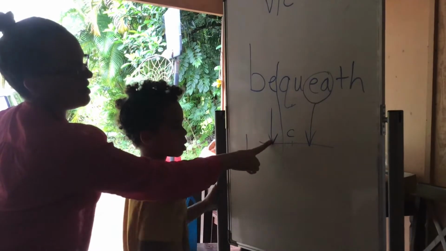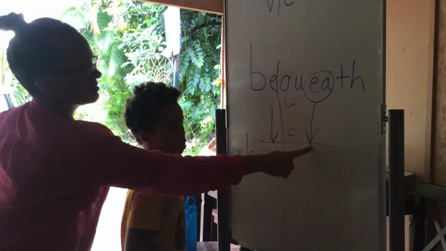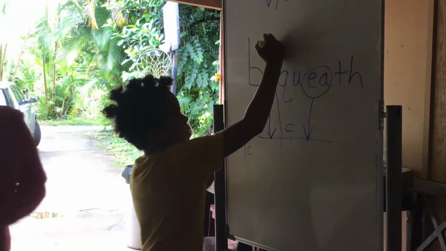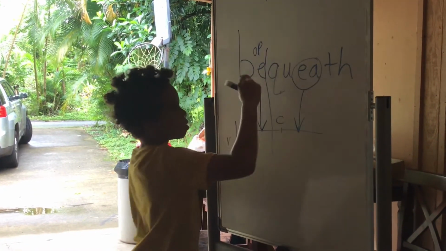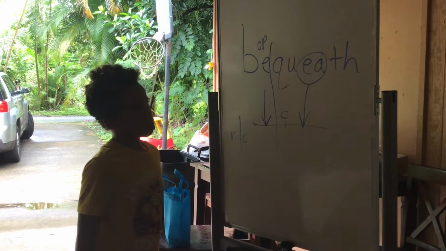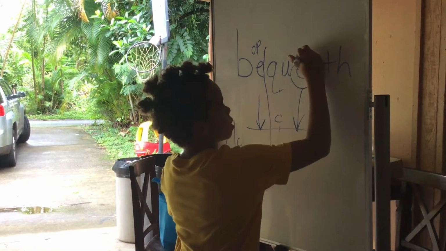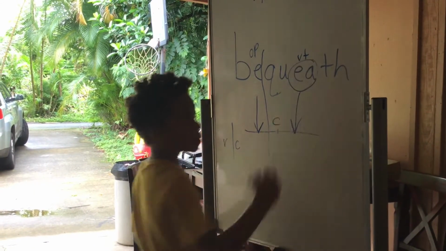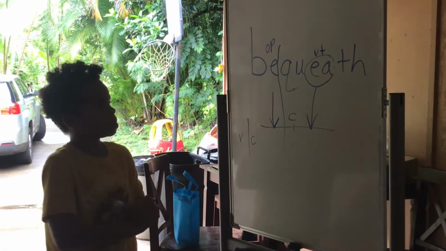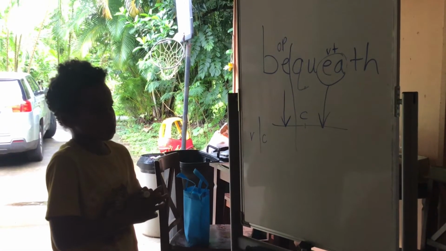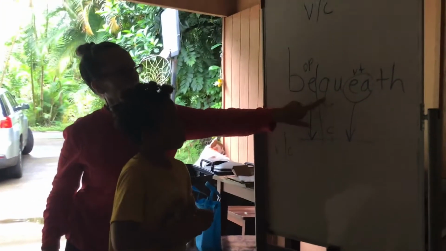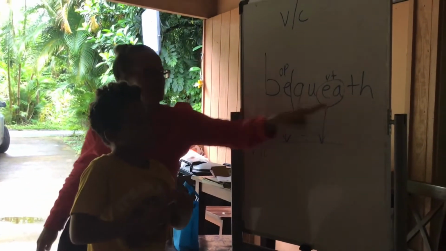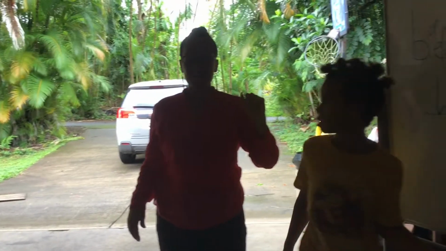So you have vowel/consonant, vowel, right? And then this is going to be open because it says its name, E. B. And then the next one's going to be vowel team. And so it's bequeath. B, qua, E, bequeath. Bequeath. What does that mean? We'll find out in the next session.